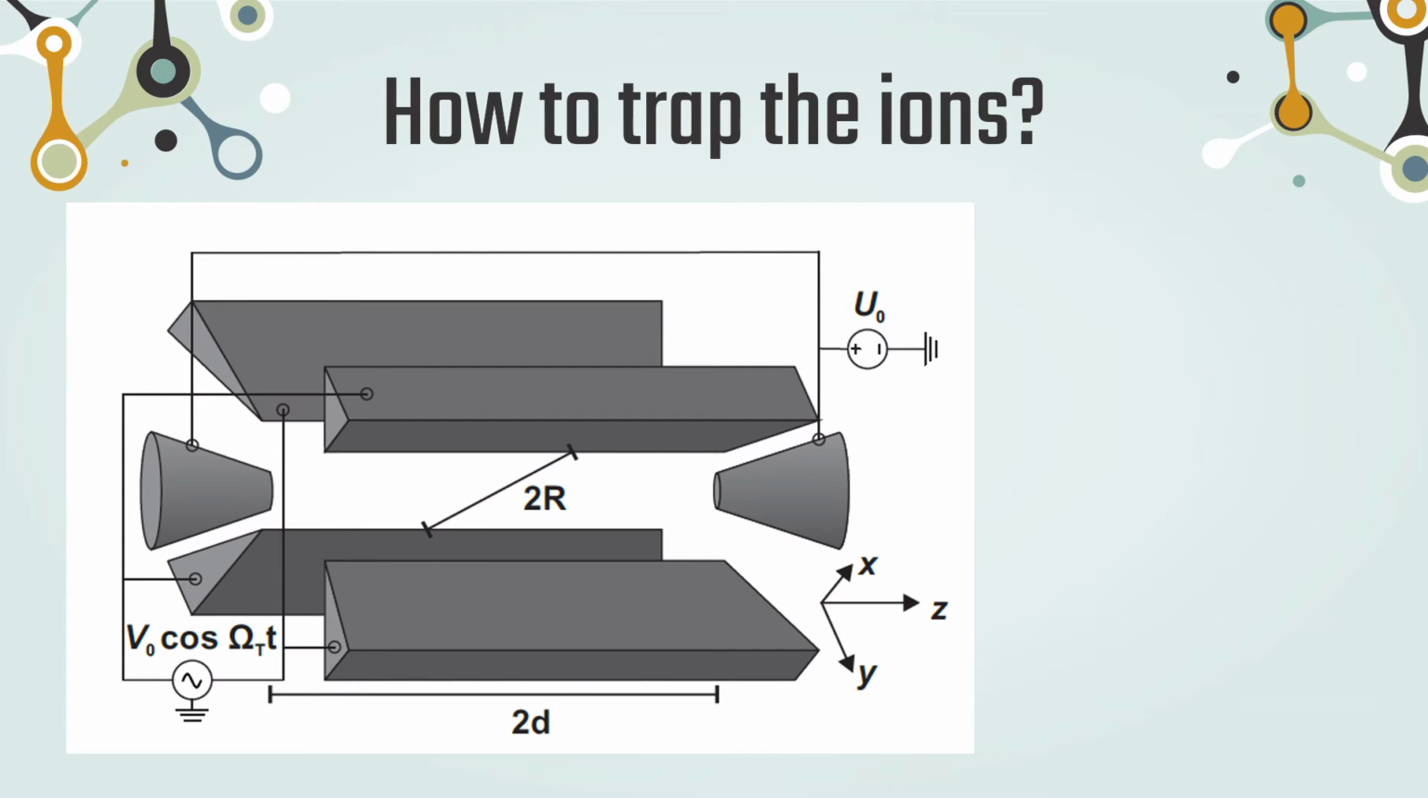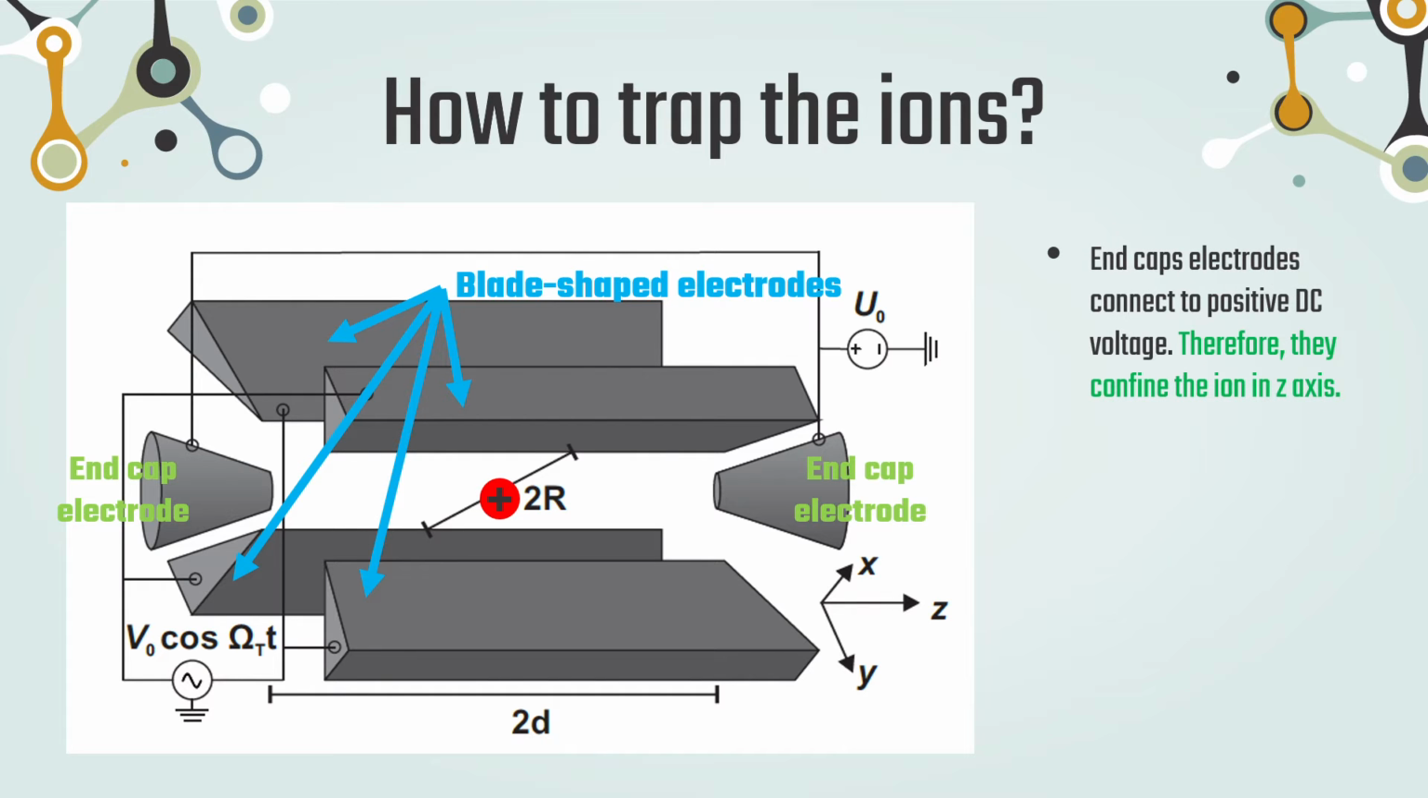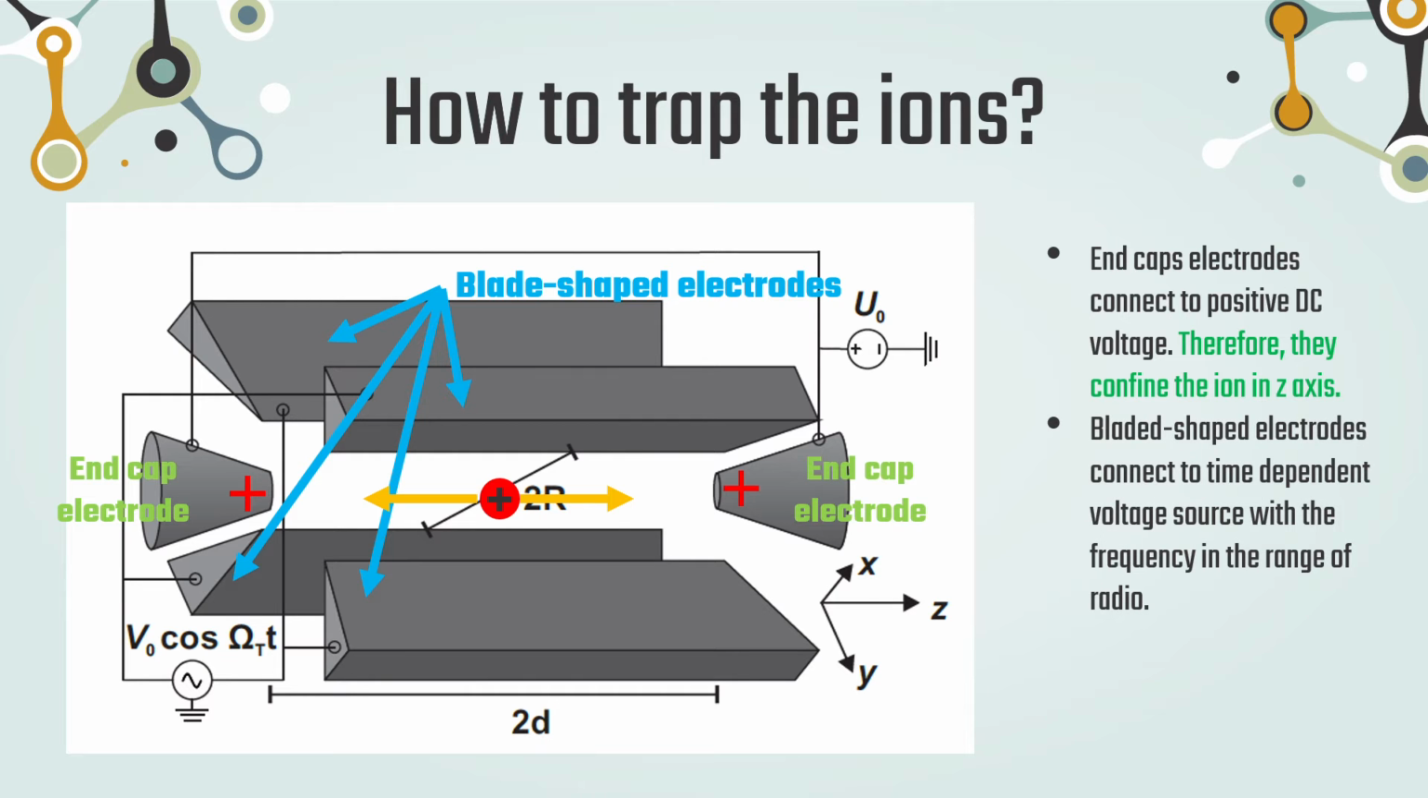Under vacuum, the ions are trapped in the middle of two types of electrodes, which are end-capped electrodes and blade-shaped electrodes. The end-capped electrodes connect to the positive direct current voltage. Therefore, they confine the ion in the Z-axis. The blade-shaped electrodes connect to a time-dependent voltage source with a frequency in the radio frequency range. Let's look through the mechanism of the blade-shaped electrodes.